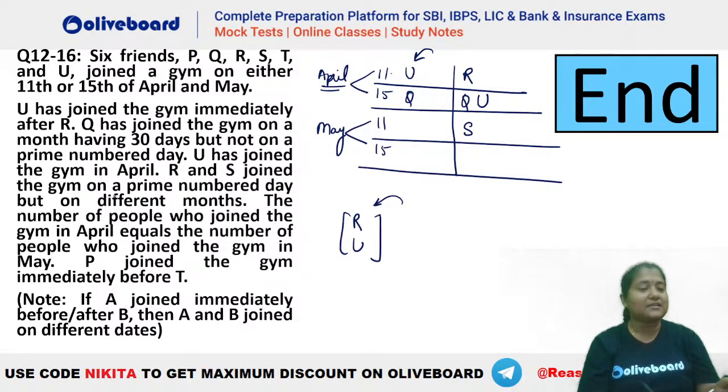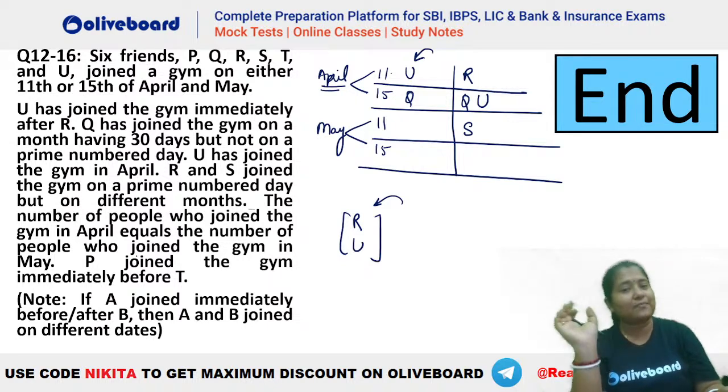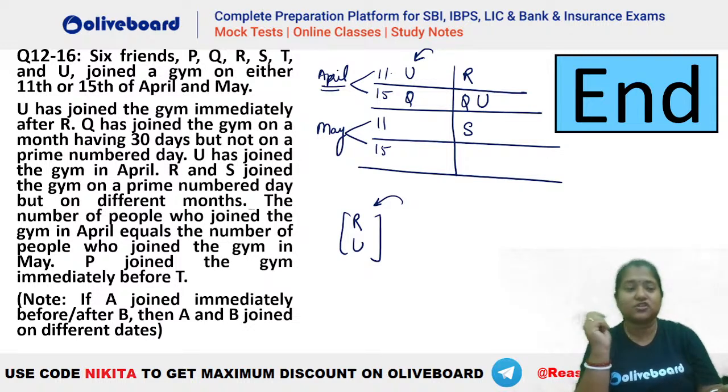After that, let's see what is given. R and N have joined the gym on prime number days in different months. The number of people who joined in April has to be equal to the number of people who joined in May. So you can see in April we already have 3 people, and in total we should have 6 people. If you add one more person in April, we should have 4 persons in May as well, that is 8 people in total, which is not possible, because we have 6 people here. So 3 people are there in April, so 3 people should be there in May.